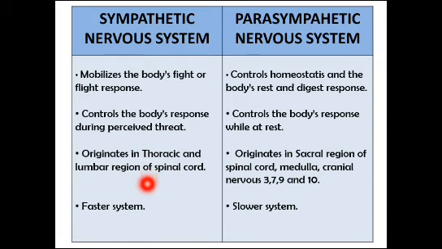Sympathetic nerves use neurons to transmit their impulses. Since neurons are involved, it is a faster system of conduction, whereas ganglia are involved in the parasympathetic nervous system, which is why its conduction is slower than the sympathetic nerves.